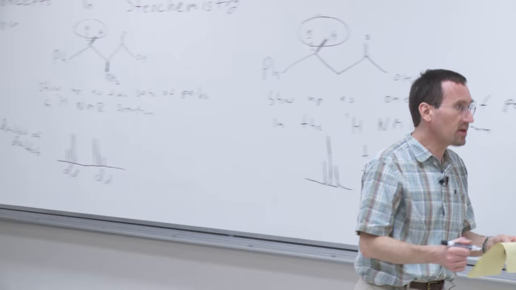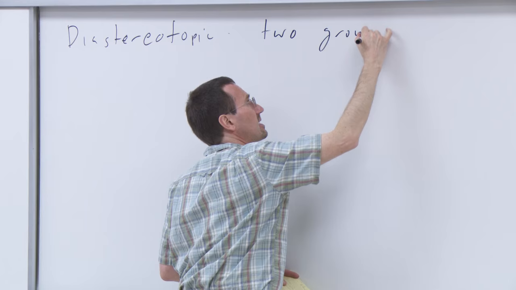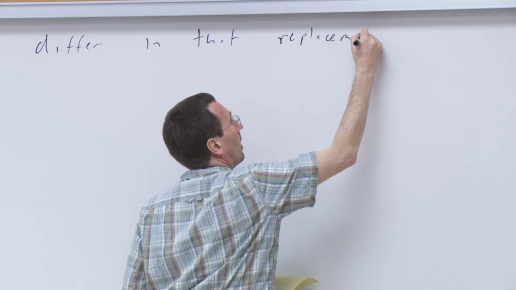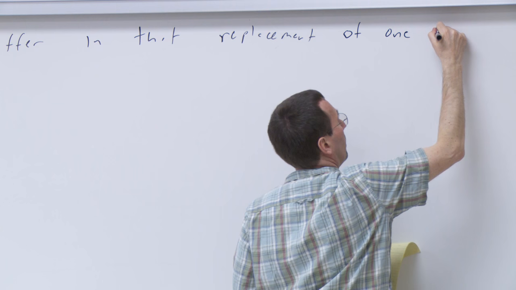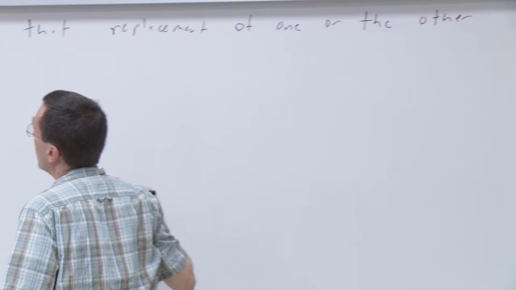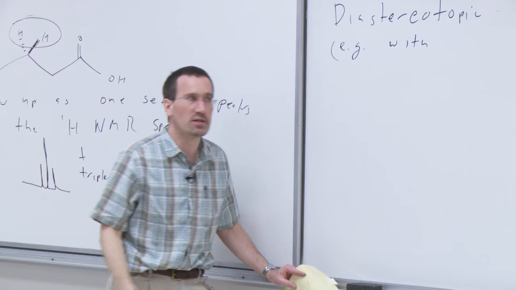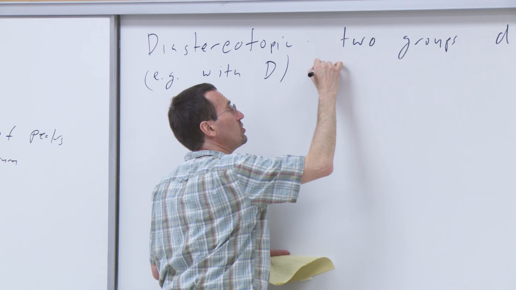So I'll say, two groups that are diastereotopic differ in that replacement of one or the other with deuterium, for example, would generate diastereomers. Deuterium is just an isotope of hydrogen.